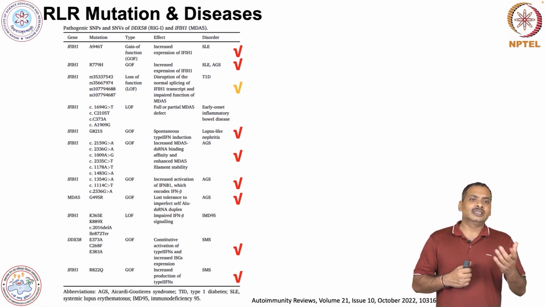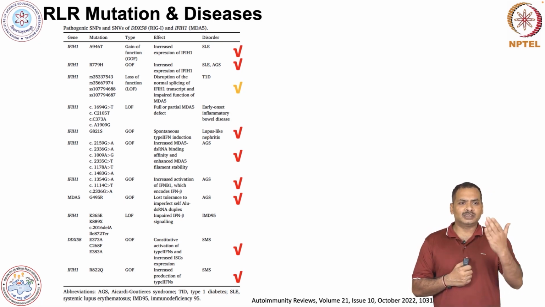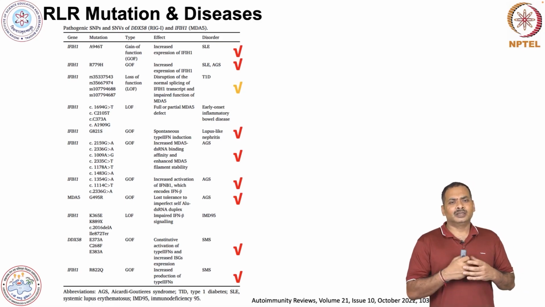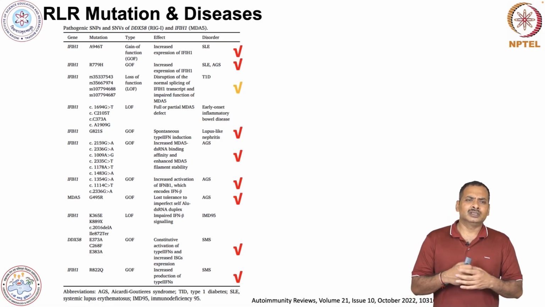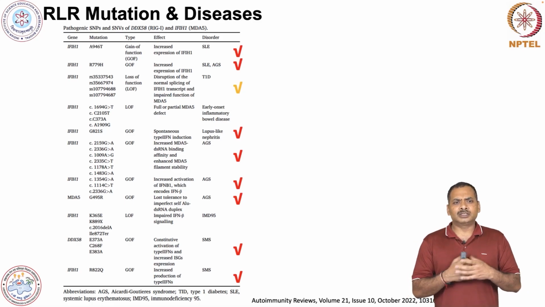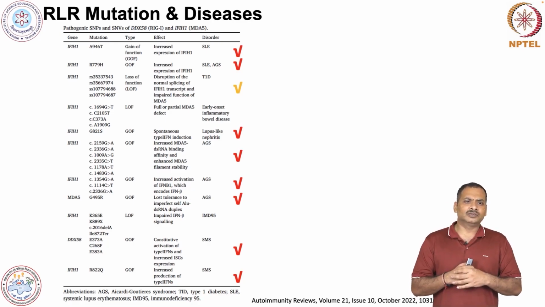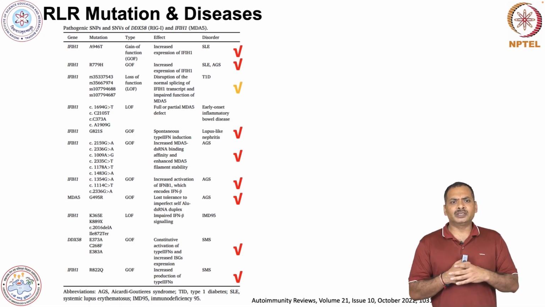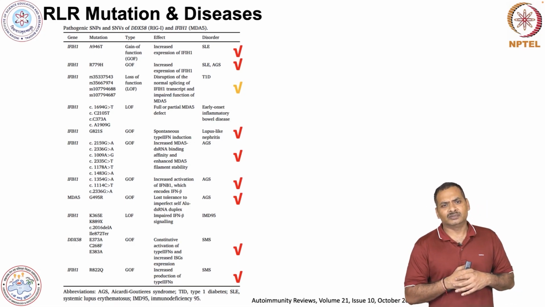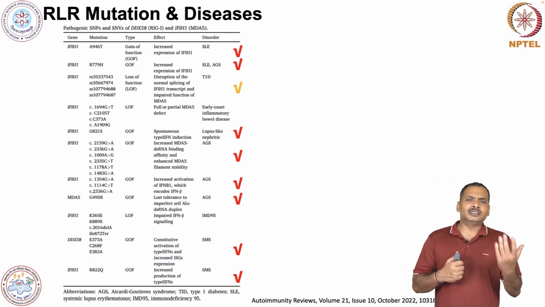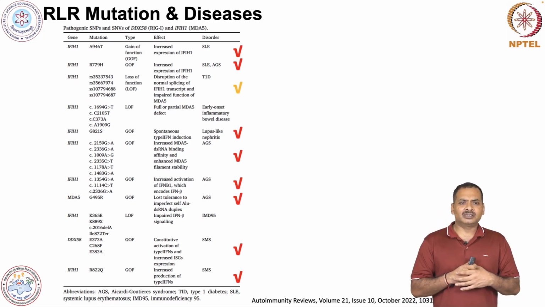Here you can see in MDA5 mutation, some of these mutations result in the disruption of normal splicing of the MDA5 transcript and impair the function of MDA5, okay. And that results in type 1 diabetes.